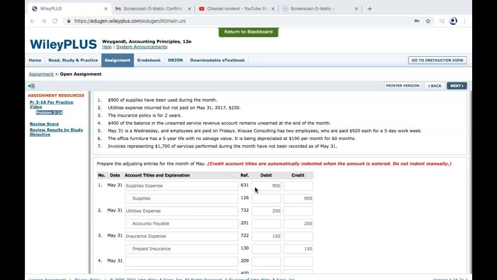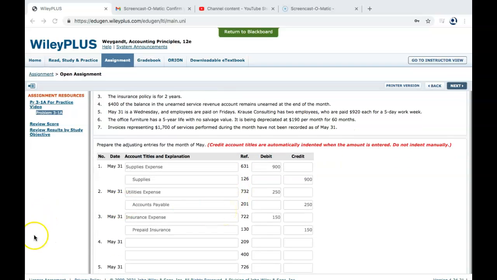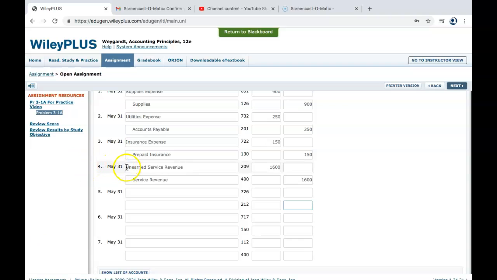So in this case, what we're going to do is decrease the unearned portion, the liability, by 1,600 and increase, or recognize, the fact that we have earned this service revenue. Okay, so we've decreased the unearned service revenue with a debit, we've decreased the liability, and we've increased or recognized the service revenue with a credit of $1,600.